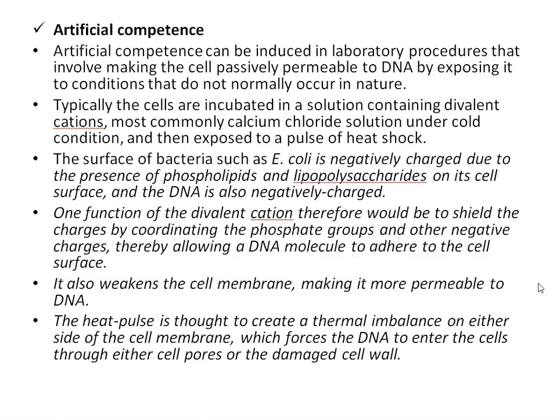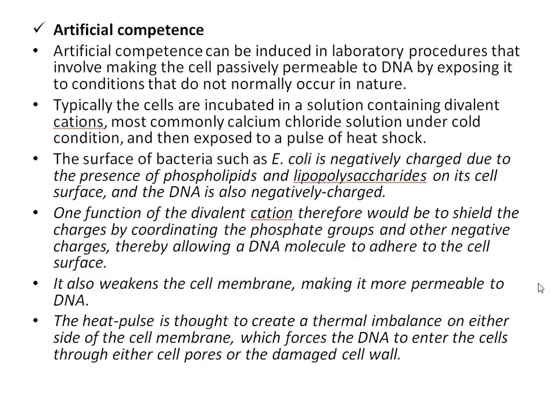Artificial competence can be induced in laboratory procedures that involve making cells passively permeable to DNA, because some bacteria like E. coli are non-competent, right? So they can be induced under laboratory conditions by exposing them to conditions that do not normally occur in nature. Here, cells are incubated in a solution containing divalent cations. The divalent cation most commonly used is calcium chloride, under cold conditions, and then the cells are exposed to a pulse or heat shock.